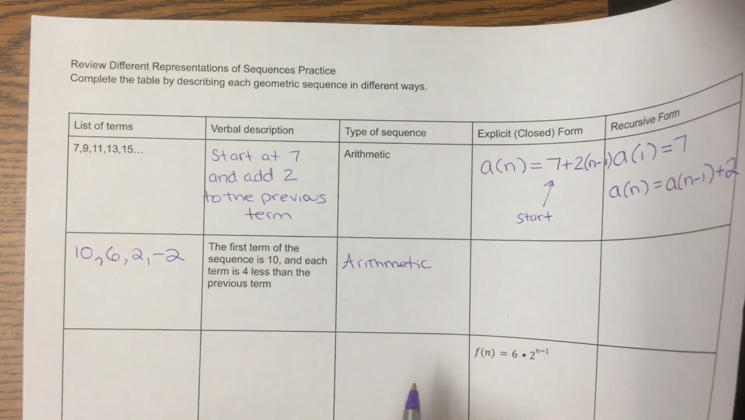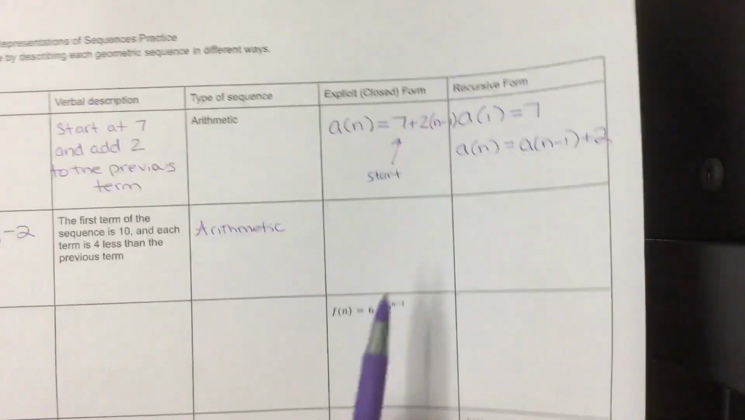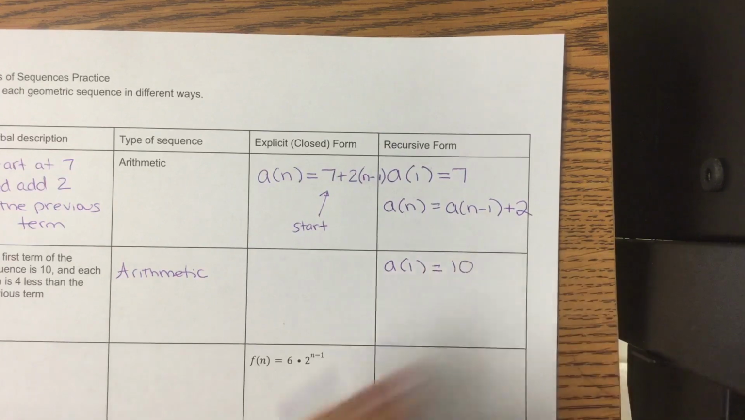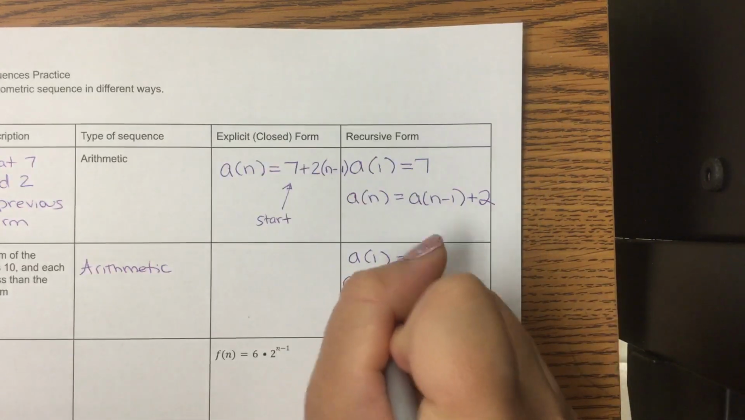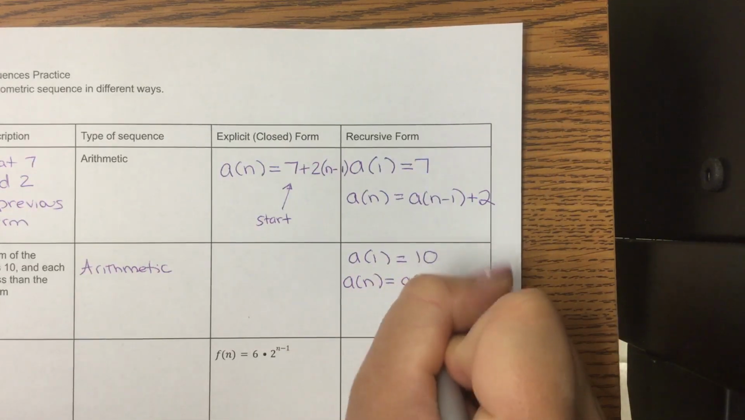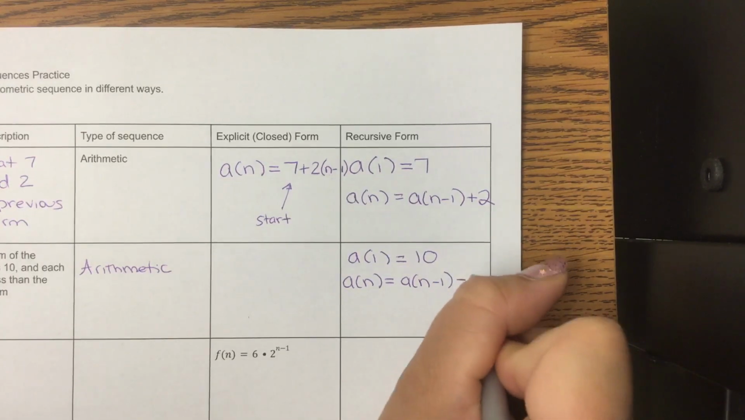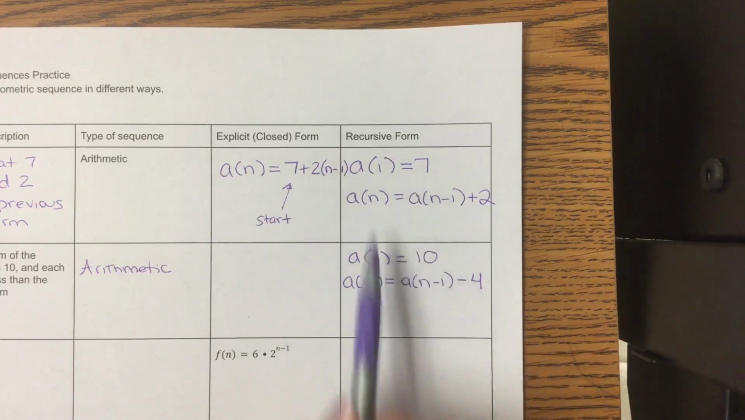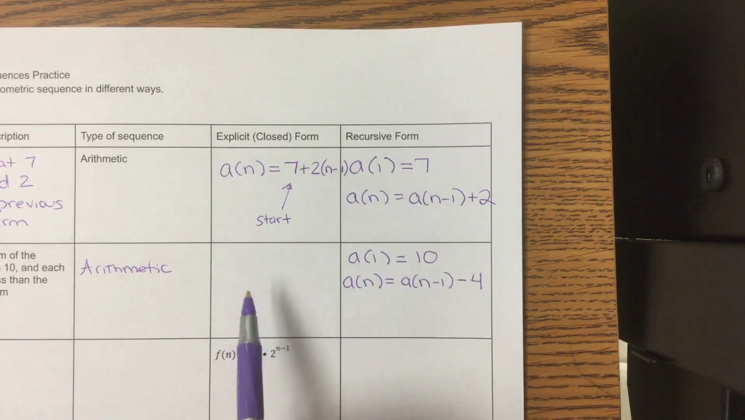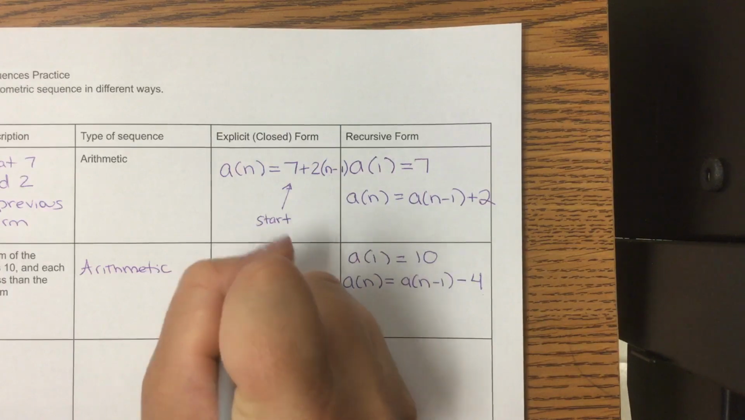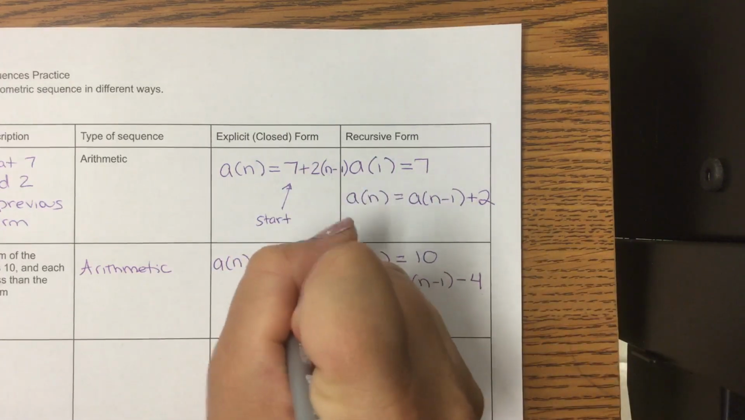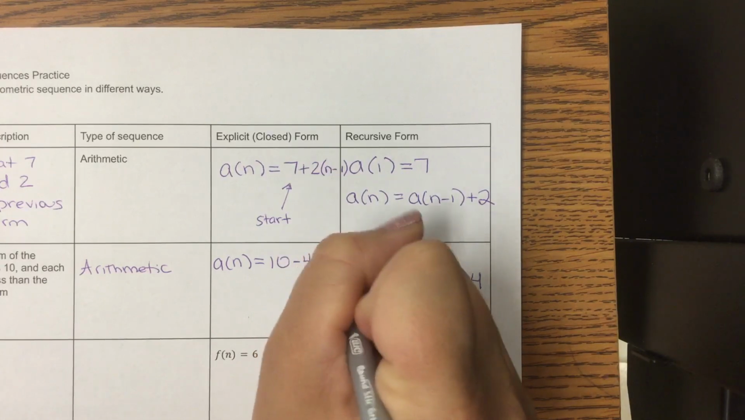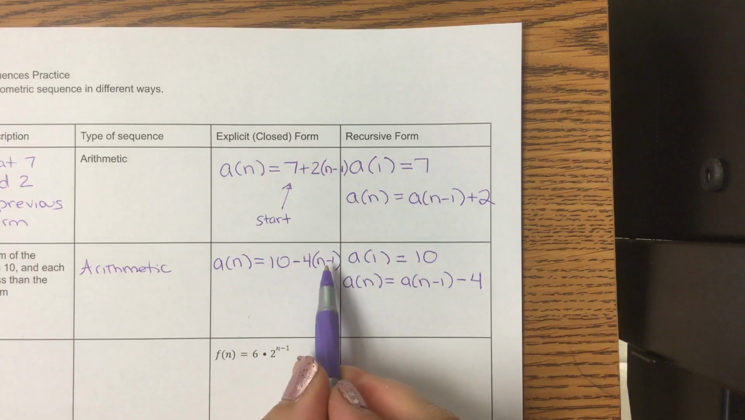And how could I write it in closed form? Well, I'm going to do recursive first. In recursive form, first you say what you're starting with. So my starting term is 10, and a of n equals a of n minus 1. What am I doing? I'm subtracting 4 each time. So this is recursive. Now I'm going to write it in the format of closed form. So a of n equals what I'm starting at. I'm starting at the number 10, and I'm subtracting 4, n minus 1 times.